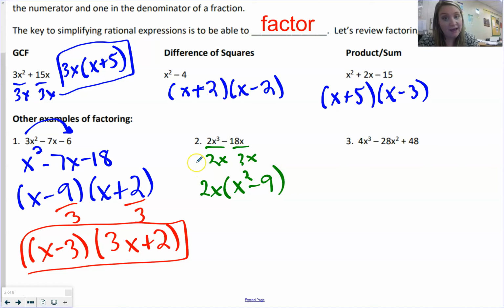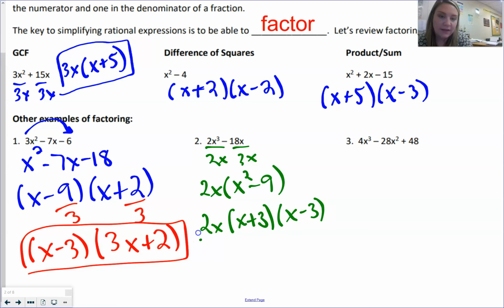And now I have, what was right above it, a perfect square. So now I can split up my x squared minus 9 to be the conjugates of their square roots. So x plus 3 and x minus 3 for that one.